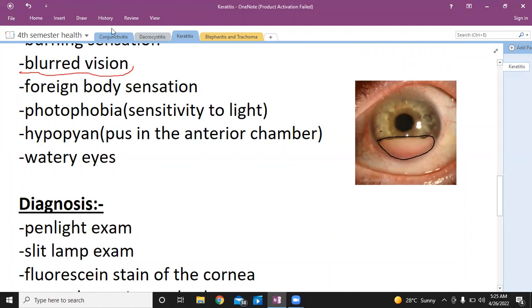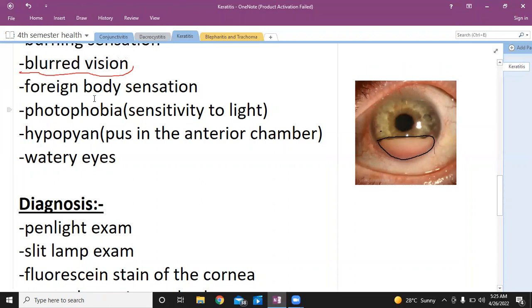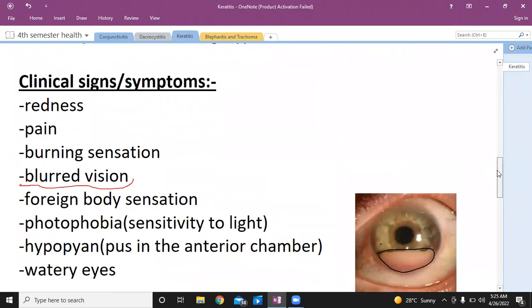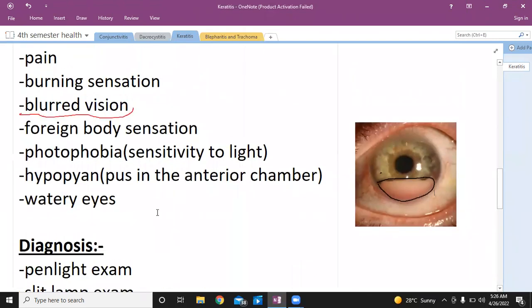So in bacterial keratitis especially, this hypopion will be present. All of these signs and symptoms are of keratitis: redness, pain, burning sensation, blurred vision, foreign body sensation, photophobia, hypopion, and watery eyes. There will be tearing in the eyes, I mean to say that more and more tears will be coming out of your eyes. So these are all the signs and symptoms.